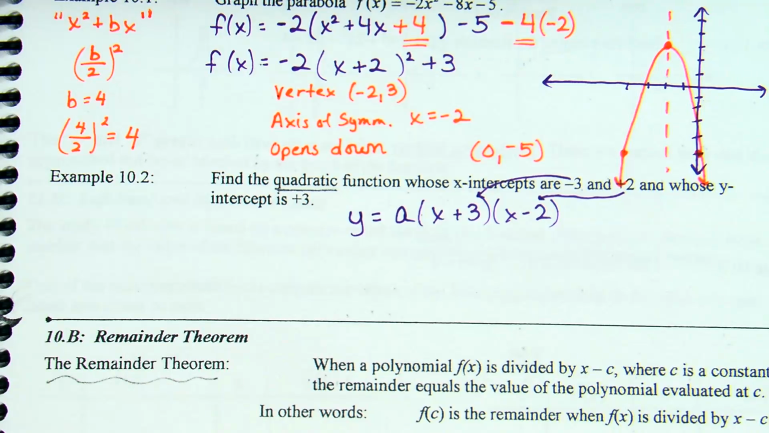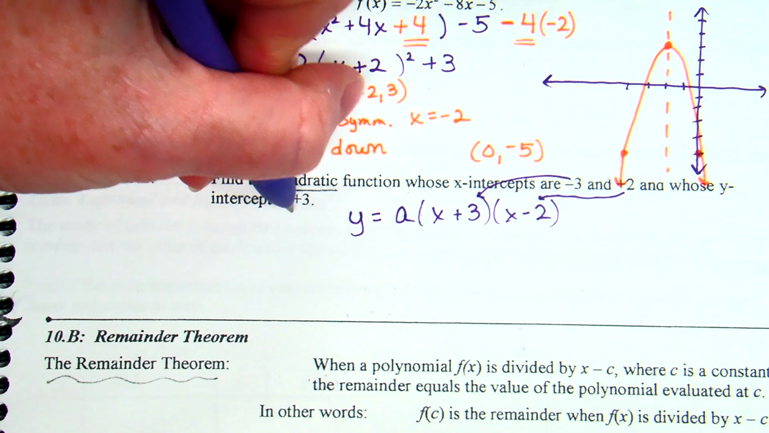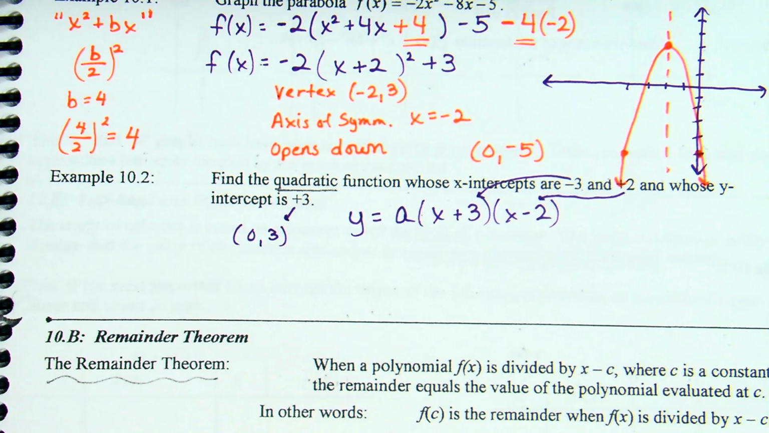How does the y-intercept help me here? What's an ordered pair for a y-intercept? A y-intercept of 3, that is. This is going to be the ordered pair, 0, 3. We can use this ordered pair of 0, 3 to plug in for x and y, and then that gives us a way to find our a value. And then we'll know right side up, upside down, stretch, shrink, all of that.